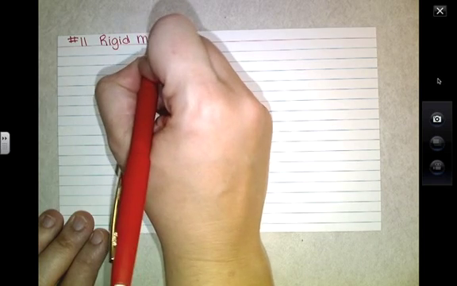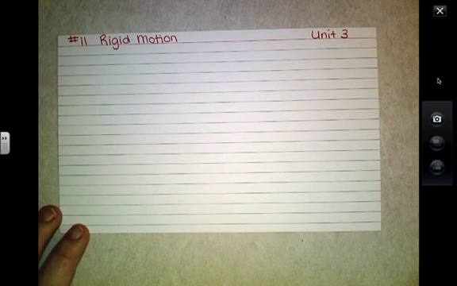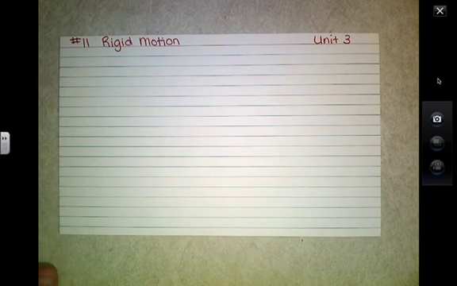So this is going to be number 11. And the title here is going to be rigid motion. And you're going to find out today and throughout the unit that rigid motion is a phrase that we use to describe transformations. So that's what they're actually called in this lovely Common Core curriculum. They're referred to as rigid motion, so that's what we're going to refer to them as throughout the unit. Okay? So what is rigid motion?